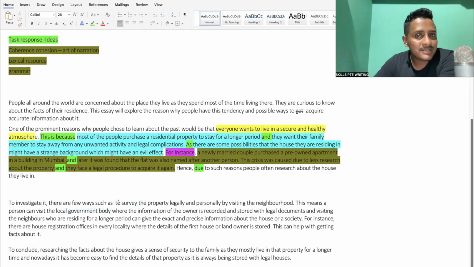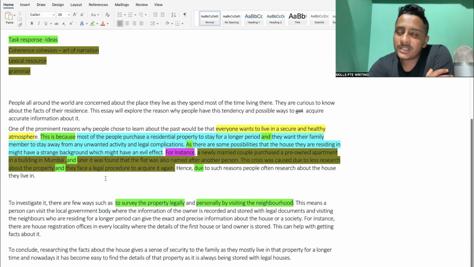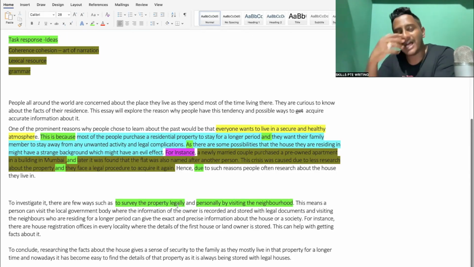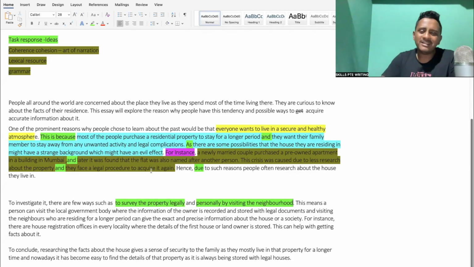See, never write 2 things in the very first line. Not required. Anyway, you're going to write that. There are few ways to do this. One of the ways is to survey the property legally by oneself. This means, for example, finish it. Another way to do it is to personally by visiting the neighborhood. Getting it right. So this way you properly write them one after the other. This way I don't suggest, but it's still fine.